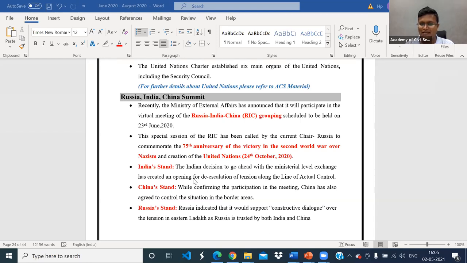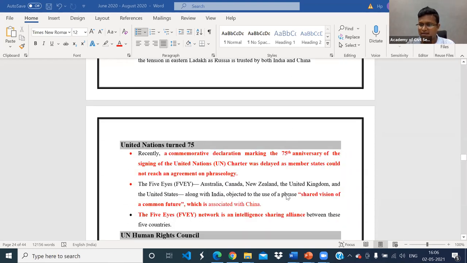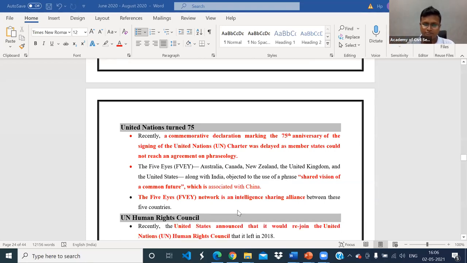India's stand is to go ahead with the ministerial level exchange. Although we have a dispute with China, we wanted to have ministerial level discussion with China and Russia. China's stand is that they are ready to participate in the India-China-Russia meeting. China has also agreed to control the situation in the border area and will not escalate the dispute. Russia indicated that it would support constructive dialogue over the tension in eastern Ladakh. Although we were having disputes, India participated in this summit and we reached an agreement that Russia will support us against China's intrusion into Ladakh. The UN turns 75 because of that.